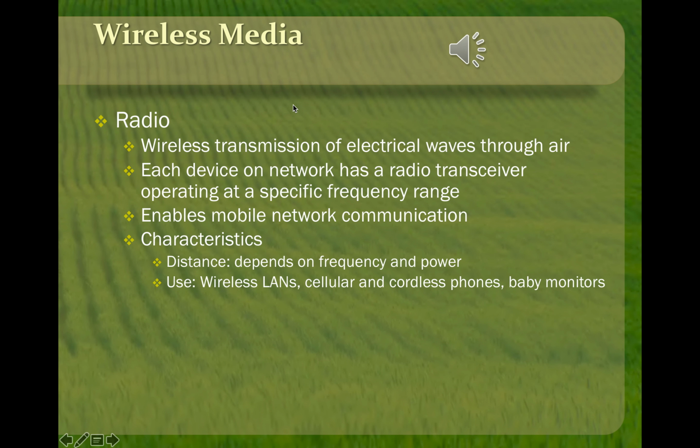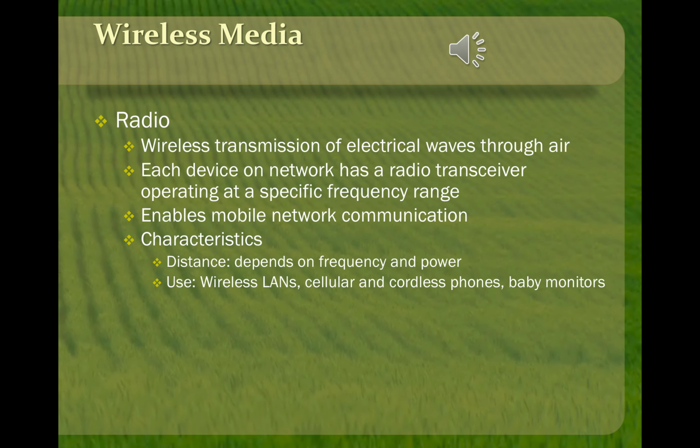Now let's talk about radio. It involves the wireless transmission of electrical currents through the air, and each device on the network has a radio transceiver operating at a specific range, meaning the message is being sent out at a certain range and it's being picked up. I'm thinking by the cell phone towers. That's the type of radio that they're really referring to here. They're referring to wireless networks.